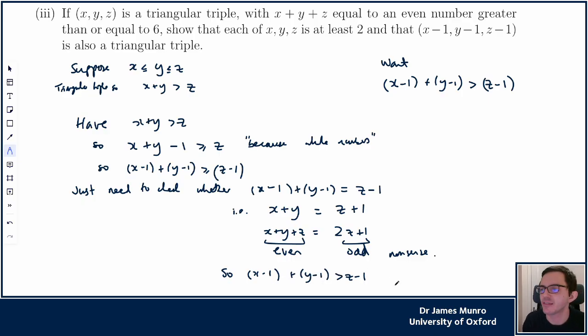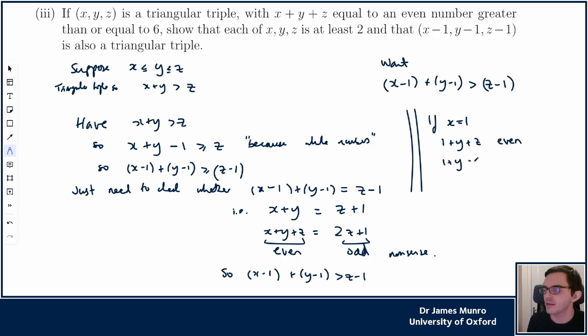So there's this extra bit to check that each of them is at least 2. I suppose we could show what would happen if one of them were 1. So if x equals 1, this is a sort of small side proof. What do we have? We have 1 plus y plus z even, and we have 1 plus y bigger than z. That's all right so far. Although I suppose if y is less than or equal to z, and 1 plus y is bigger than z, then that's a bit close.